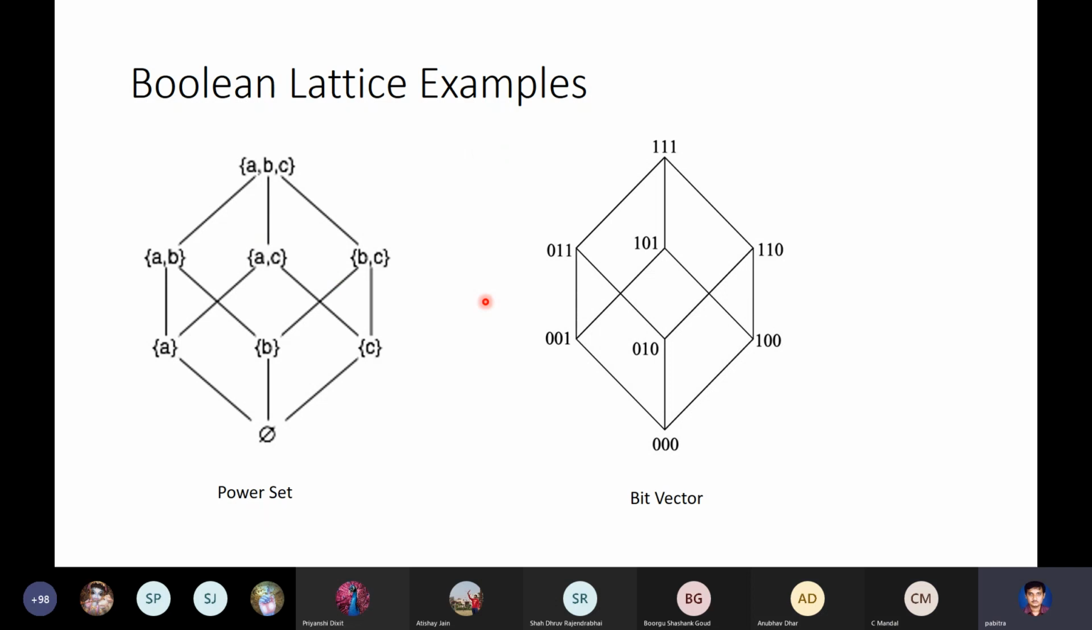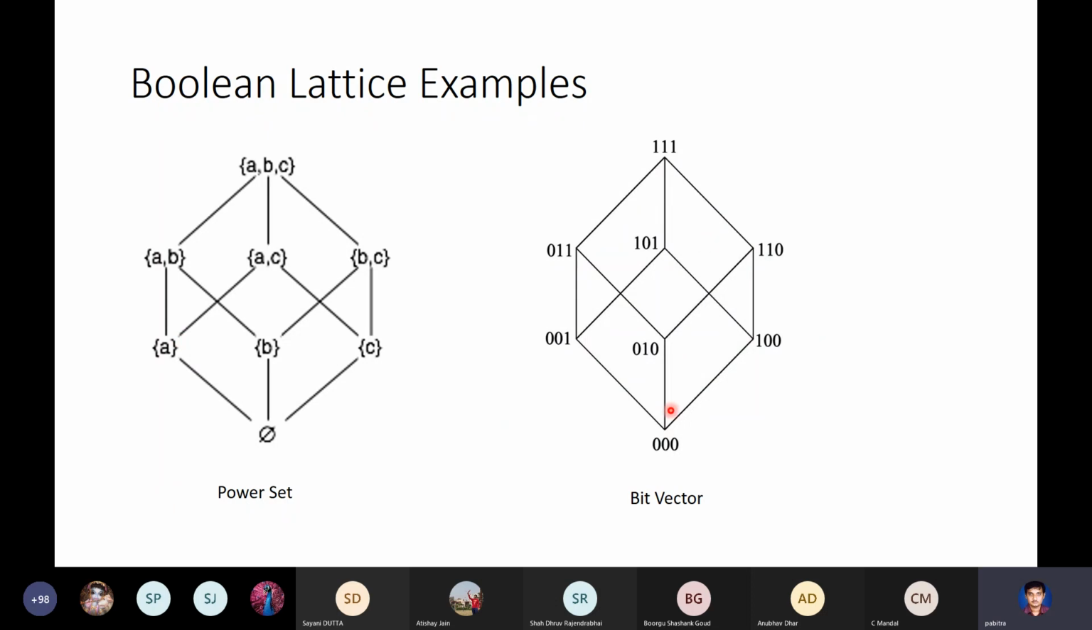Can you tell one more thing in this power set lattice? What are the meet and join operations in terms of set operations? Intersection and union. It is easy to argue that it is a distributive lattice because usual set intersection and union are distributive: intersection distributes over union, and union distributes over intersection. So naturally this will also be distributive. This is an example of a distributive lattice.